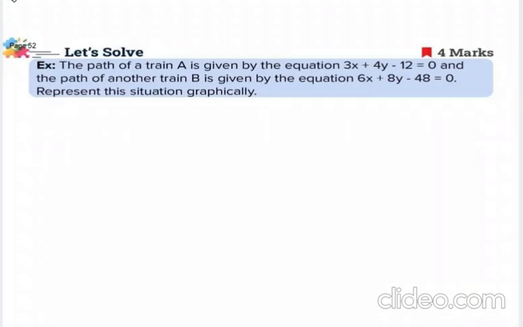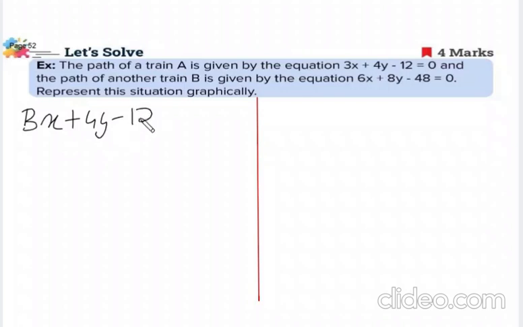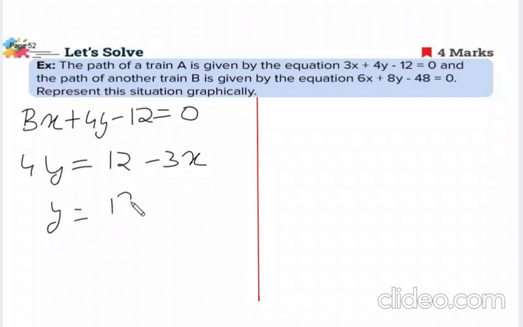Okay, so look over here, we can just do a partition. Now look here, first train is given as 3x plus 4y minus 12 equals to 0. All right, now let's take 4y over here, that will give me 12 minus 3x. I'm transposing the value, and value of y will be 12 minus 3x whole by 4 first.